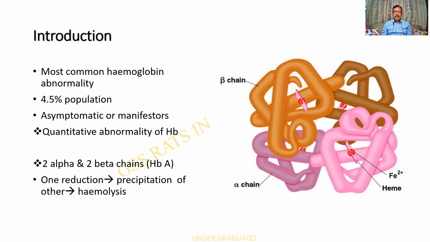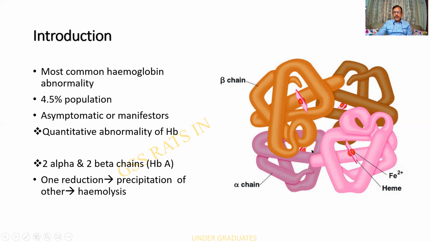There are different types of RBC abnormalities, which can be nutritional disorders, membrane disorders, or hemoglobin disorders, of which thalassemia is the most common hemoglobin abnormality. Nearly 4.5% of the population is affected. It can be either asymptomatic or it can manifest. In this case, there is a quantitative abnormality of hemoglobin. It is not qualitative, it is quantitative.